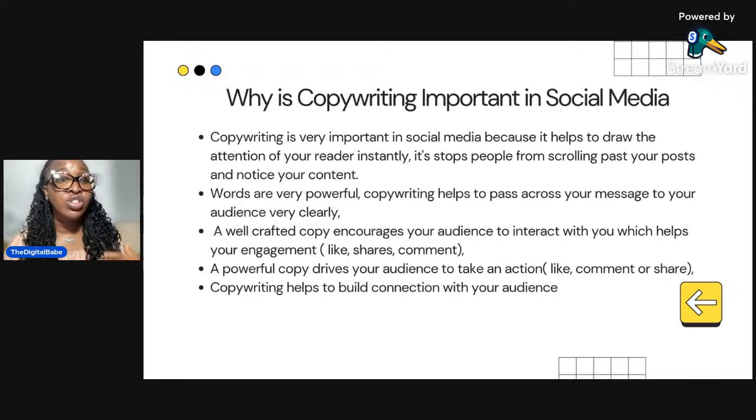So if you are questioning and you're like, oh my god, so why do you think I should use a copy when I'm posting on social media? It is important because it helps your reader to stop instantly and stop scrolling and then notice your content, right?